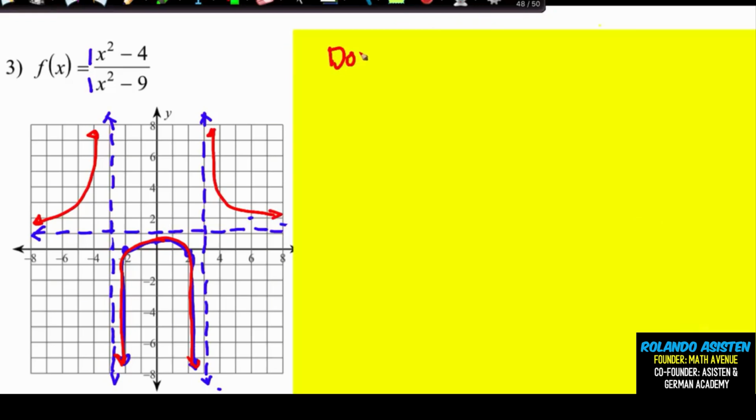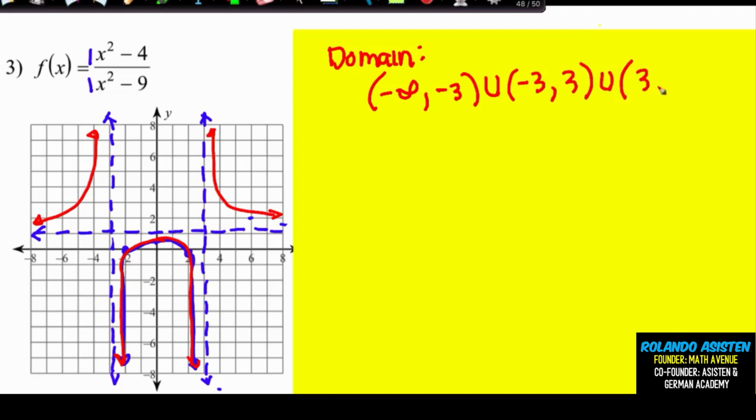Now let's do the analysis of the behavior and the domain of the graph. So let's analyze now the domain. I would like to write this in interval notation because the interval notation will give us an idea of what really are the intervals of the domain. So from negative infinity going to negative 3, union from negative 3 to positive 3, union from 3 going to positive infinity. So that's our domain.